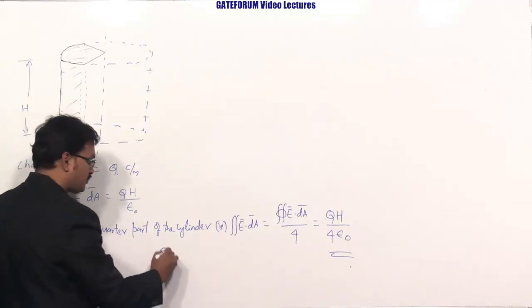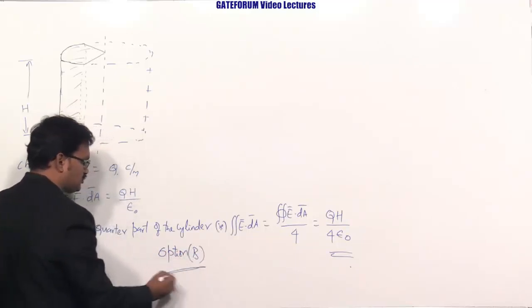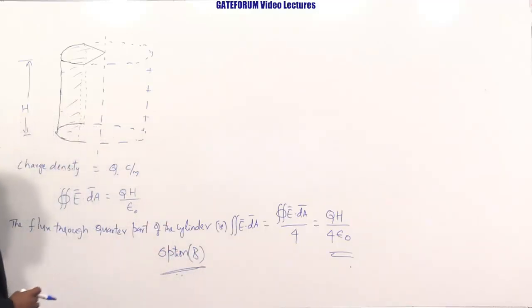Option B, QH by 4 epsilon naught. So option B is the correct answer. Okay, so this is the end of this question.